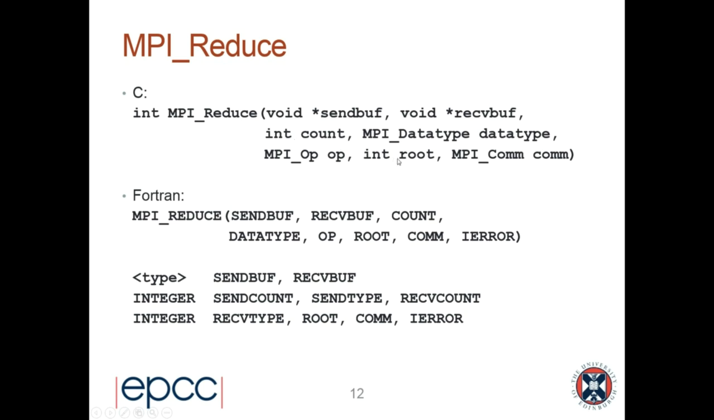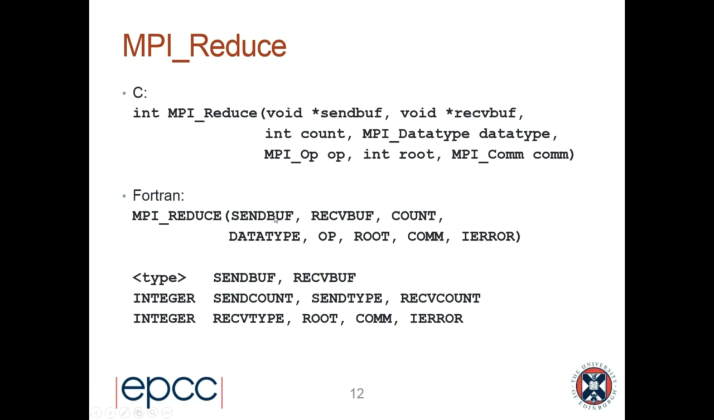On output, the result will be defined on the root. Now, we'll come back to what happens if you want everyone to know the result. But the first operation, MPI reduce, places the result on a particular process, the root. And it all takes place within the communicator, which, again, we'll just take as MPI comm world, which is everybody. I won't use the generality of communicators here, but in general, you can pass a communicator.